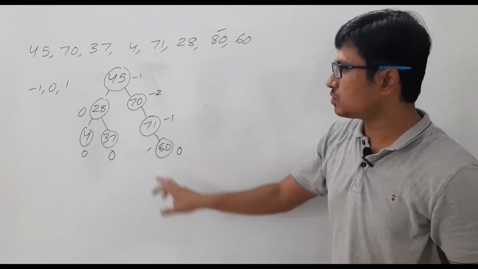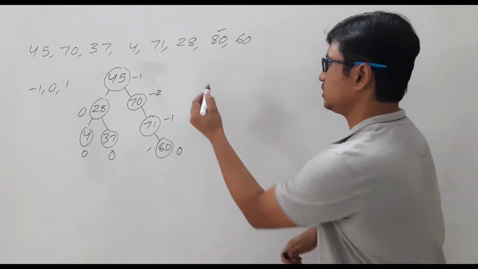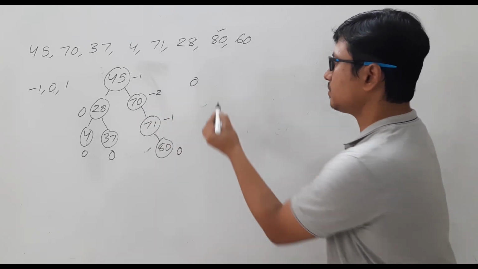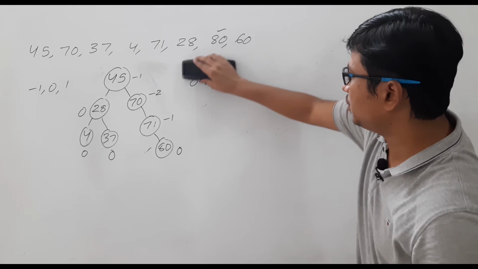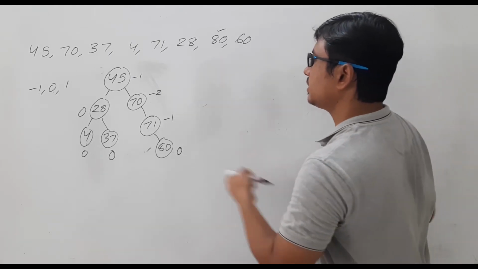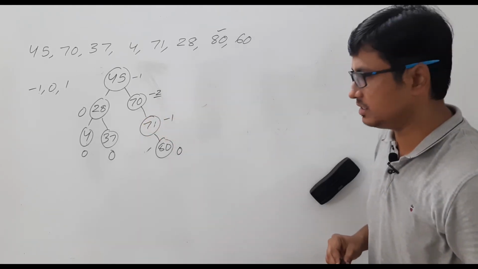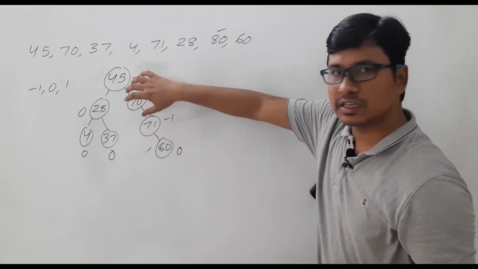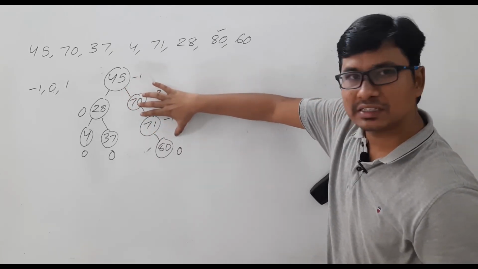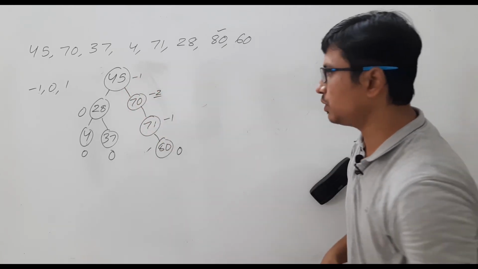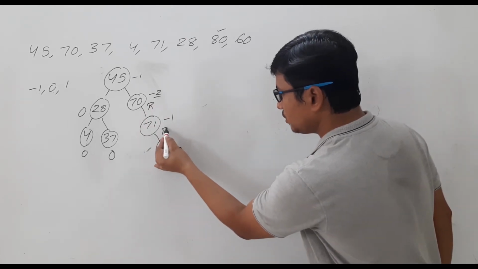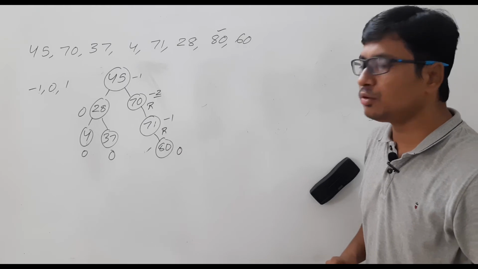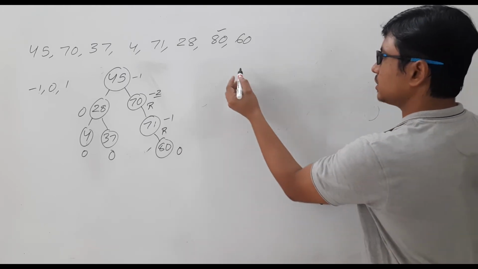How it is minus 2? Height of the left subtree is 0. Height of the right subtree is 2. So 0 minus 2 is minus 2. Now this element's balancing factor is out of range. So take this element. Which node you have inserted 80? Go towards that one, which is nothing but you need to go towards the right side. From here again you need to go to the right side. So you need to perform RR rotation.